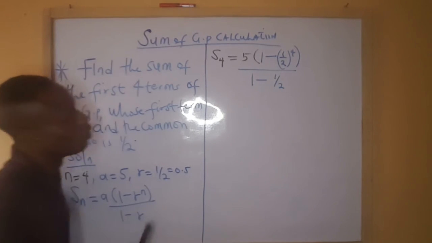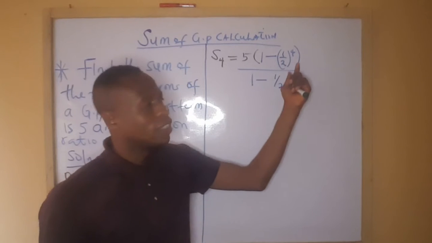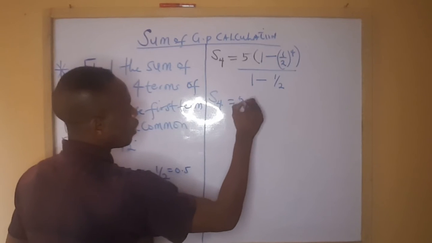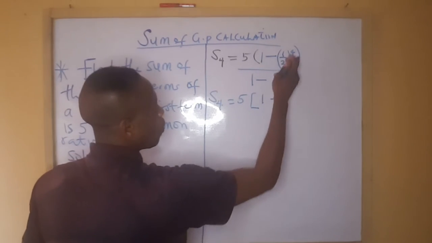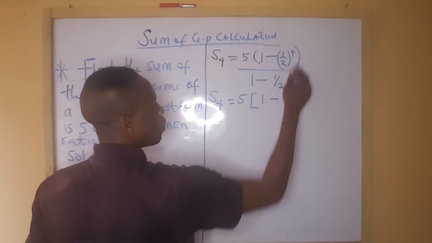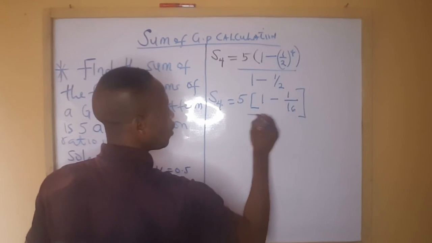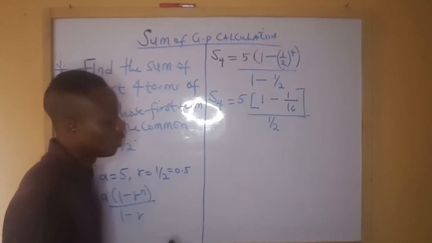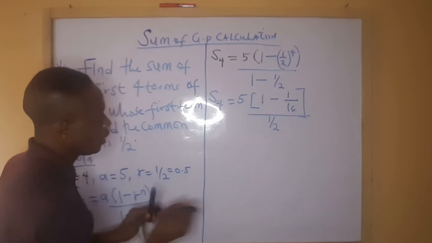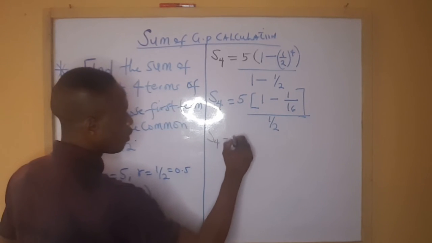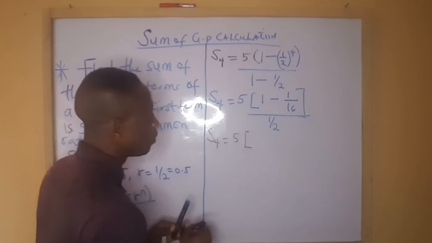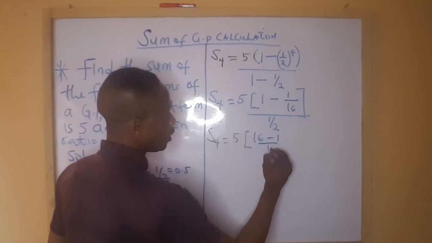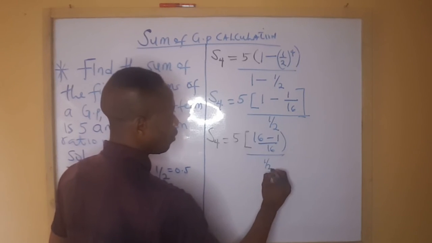Are we following? So from there, we can simply simplify this one here. So I'm going to be having S4 equals 5 into bracket 1 minus, then 1 raised to power 4 is simply 1, all over 2 raised to power 4 is simply 16, all in bracket, all over 1 minus half, which gives half. Are we following? Okay. So what we do next is S4 equals 5 into bracket, by looking for the LCM here, we are still going to have 16 minus 1 all over 16, all over half.